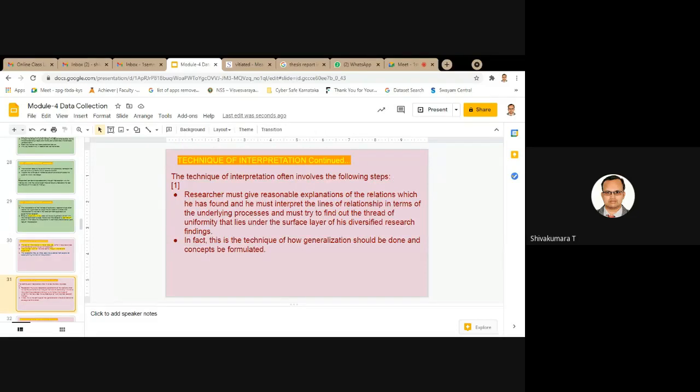This technique of interpretation involves the following steps. Step 1: the researcher must give reasonable explanations of the relations which he has found and must interpret the lines of relationship in terms of underlying processes, and must try to find out the thread of uniformity that lies under the surface layer of his diversified research findings.